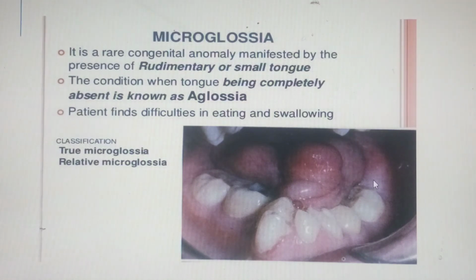And then, apart from aglossia, you may also have microglossia. Micro has to do with small. Macroglossia can also happen, where the tongue will be very big. And it's all about the development of these structures that we looked at. If the lingual swellings and hypobranchial eminence are very small, and all these developmental problems happen, then it may lead to what we call microglossia. But if they are large, then it may lead to what we call macroglossia.